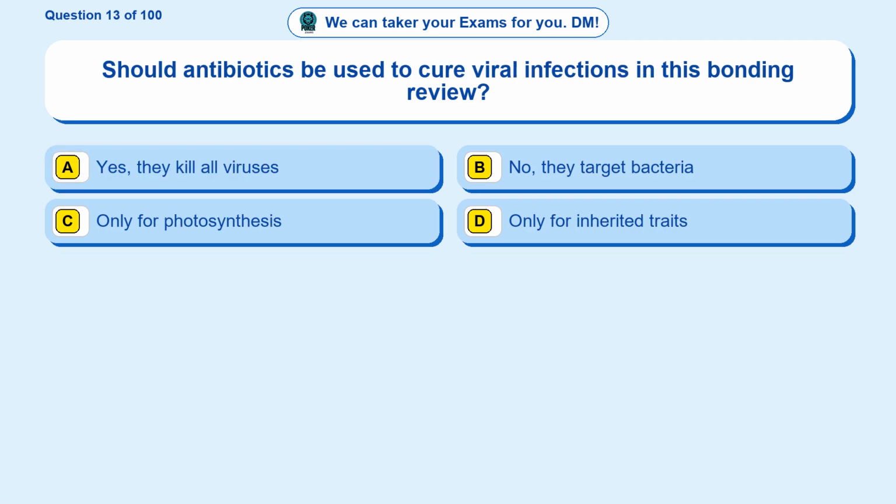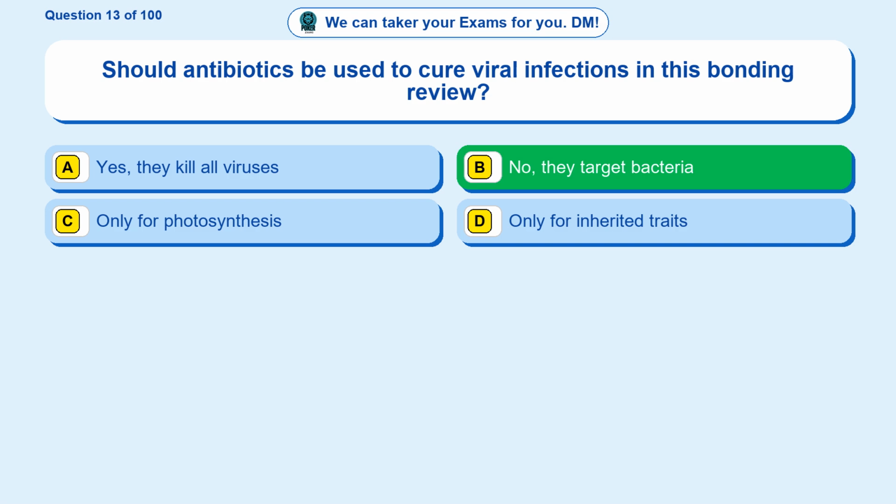Question 13. Should antibiotics be used to cure viral infections in this bonding review? Option A. Yes, they kill all viruses. Option B. No, they target bacteria. Option C. Only for photosynthesis. Option D. Only for inherited traits.